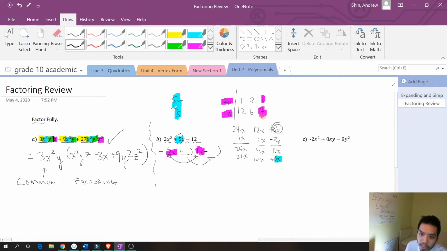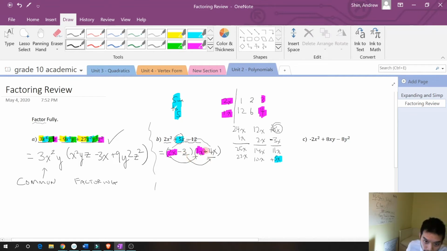So how do I get positive 8x? 2x times positive 4x. So that's going to have to be 2x times positive 4x, which will be over here, positive 4x. I made a mistake here. And 1x times negative 3 will give me the minus 3. So that will be 8 minus 3 will be 5, which is exactly what we want.